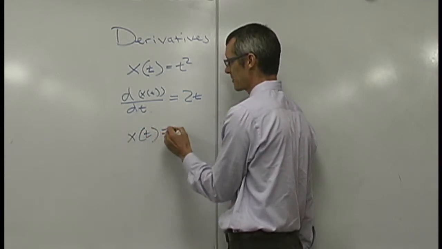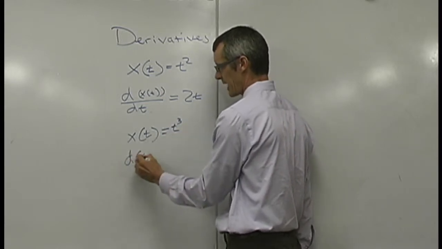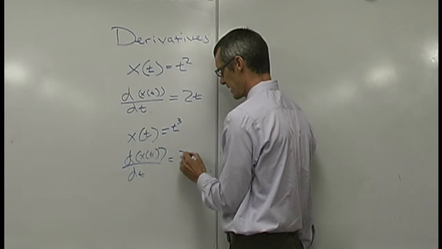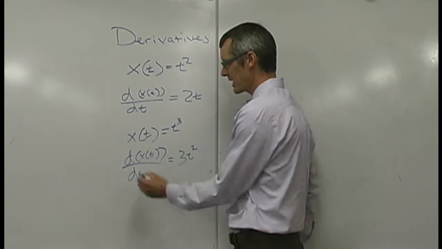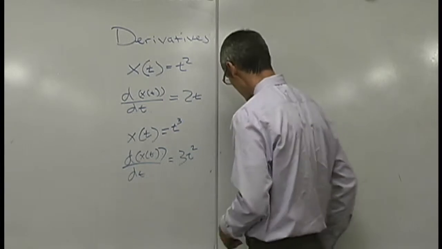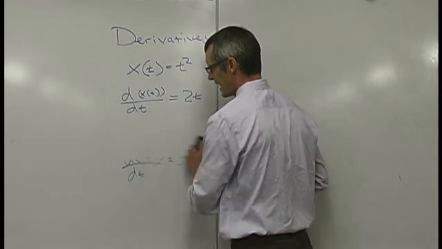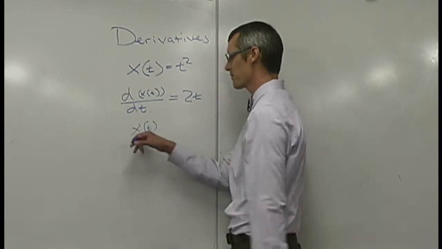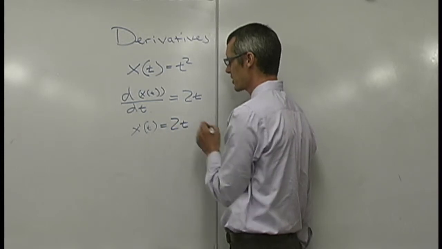x of t equals, say, t cubed. Then d of x of t over dt equals 3t squared. Now, there are a couple problems. One is I don't like writing dx of t over dt all the time. A lot of physicists don't. So we have ways of abbreviating it. I'm going to show you the way of abbreviating that I like to use. And that is to say, instead of dx of t over dt, I'll just write x prime of t. x prime of t means first derivative of this function x on t. So x prime of t of this is 2t.